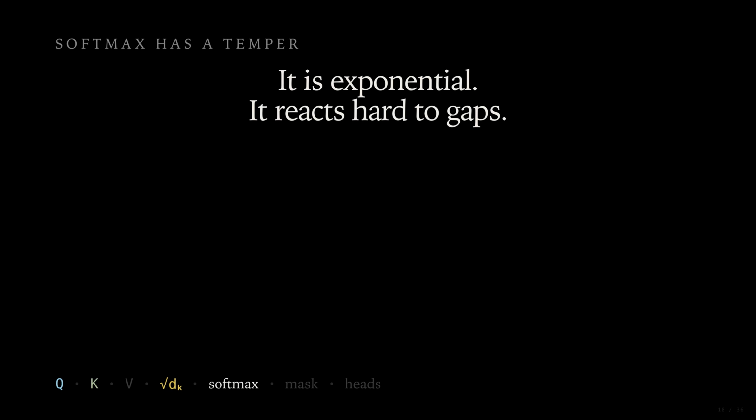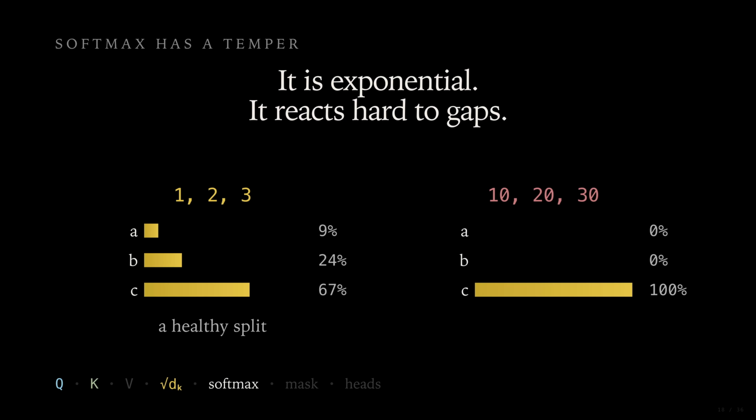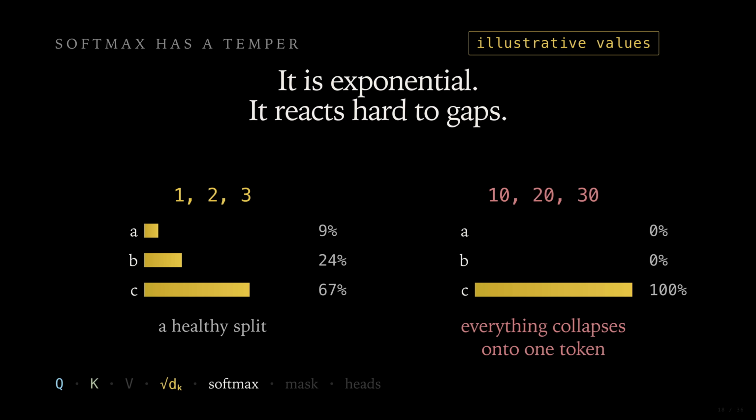Softmax does have a temper, though, because it is exponential and it reacts hard to gaps. Feed it 1, 2, and 3, and you get a reasonably healthy split across all 3. Feed it 10, 20, and 30, and the whole thing collapses onto a single token, which in practice means a word ignoring the entire rest of the sentence. Once the scores get large, Softmax saturates, the gradients shrink toward nothing, and learning quietly stalls.